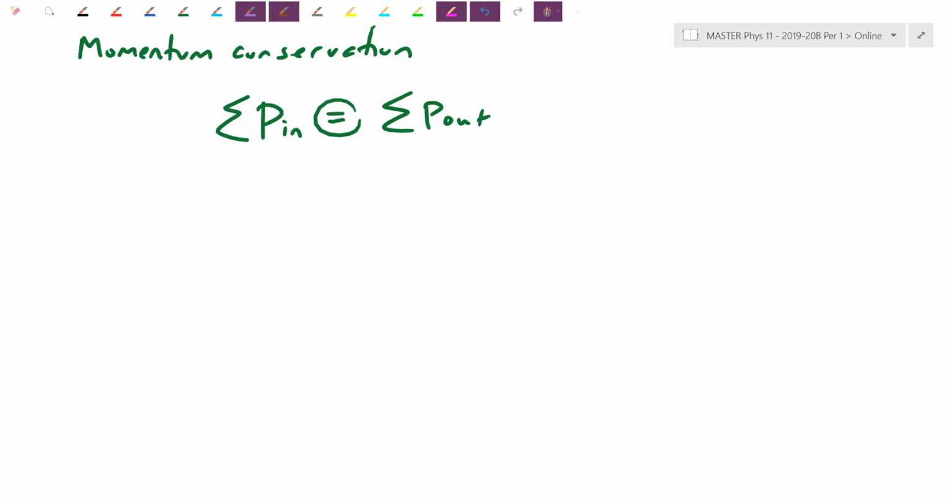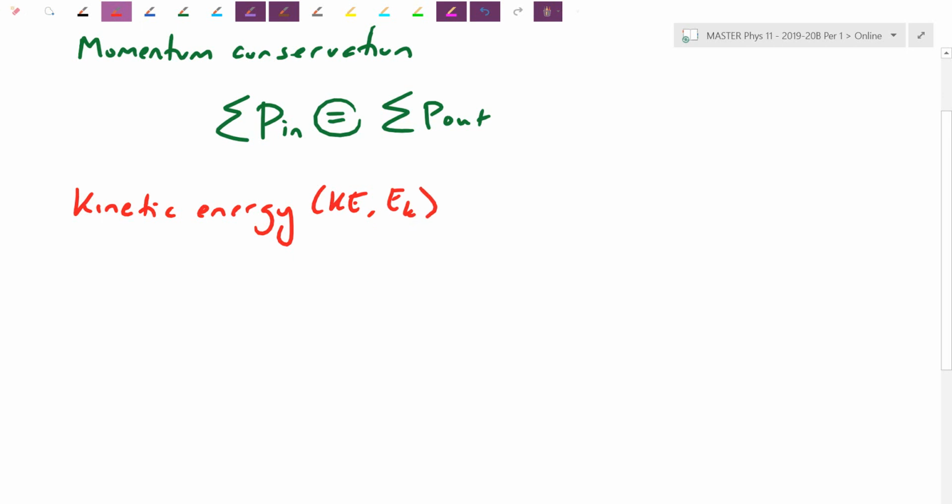But in this case, I just want to introduce the first type of energy, which is called kinetic energy. You've probably heard of this before. You can say KE for this. Sometimes they write E with a subscript K. It doesn't really matter what your placeholder is. Just make sure you know that this is kinetic energy. You may remember from your earlier science classes, kinetic energy is the energy of your motion. So kinetic energy is the energy of motion.